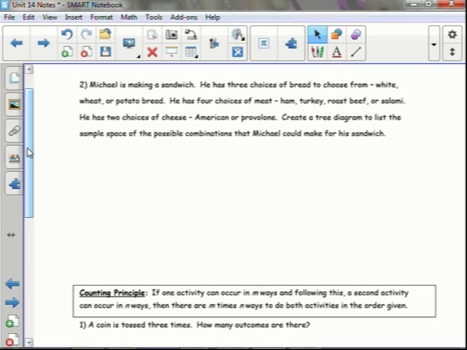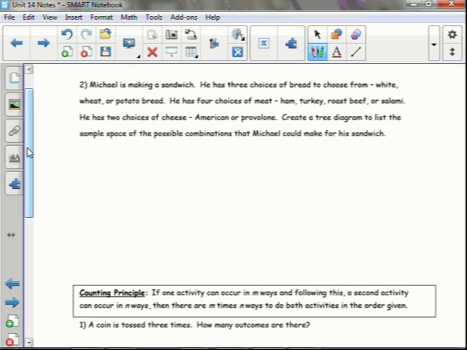Michael is making a sandwich. He has 3 choices of bread to choose from: white, wheat, or potato bread. He has 4 choices of meat: ham, turkey, roast beef, or salami. He has 2 choices of cheese: American or provolone. Create a tree diagram to list the sample space of all the possible combinations that Michael could make for his sandwich.